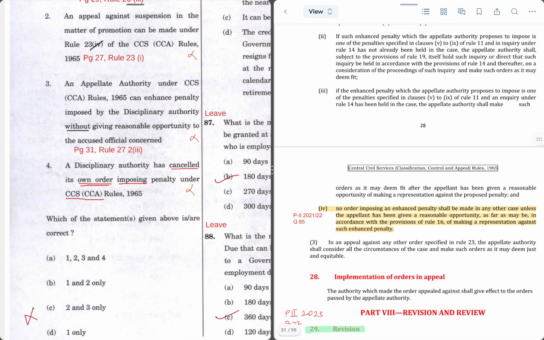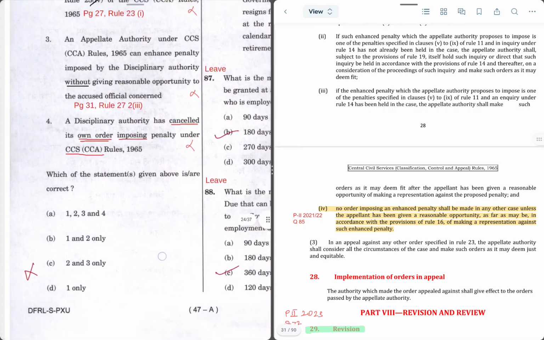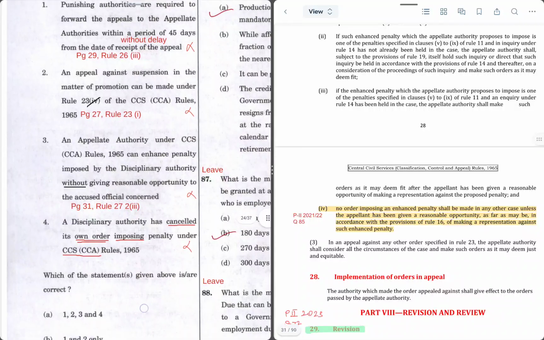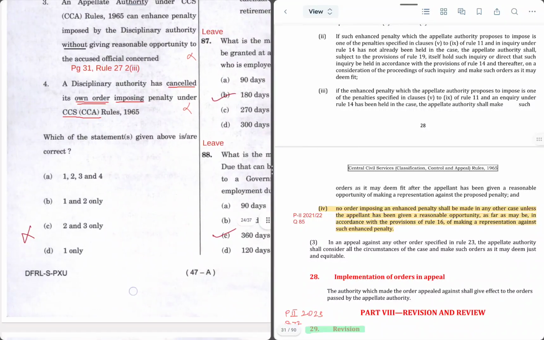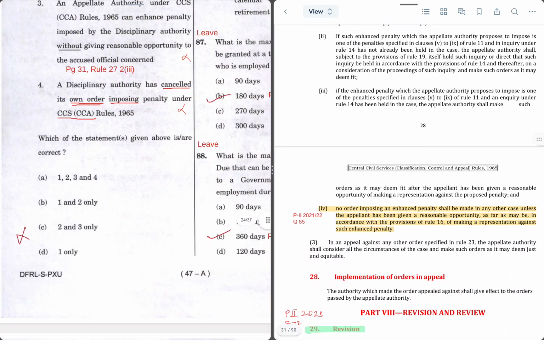Now statement 4. A disciplinary authority has cancelled its own order imposing penalty under CCS/CC rules. I think the senior authority should cancel the order. So I think all the options are incorrect and none of the options is matching. So UPSC has marked this question as invalid. It has not been considered for calculation of marks.